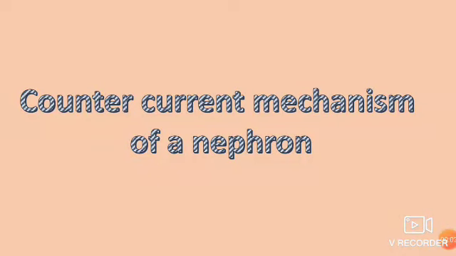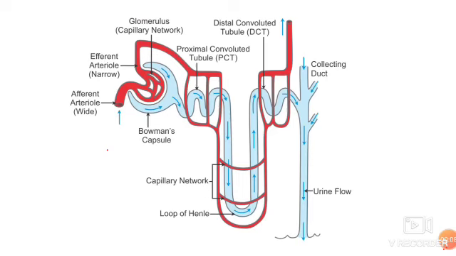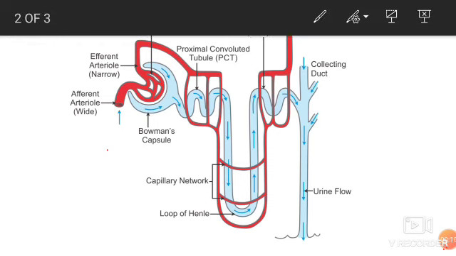Okay, so today we'll be discussing the counter current mechanism of a nephron. First, moving on to the parts of the nephron, here we can see this, the blue one, what you see is the nephron. Okay, so it has mainly this Bowman's capsule.